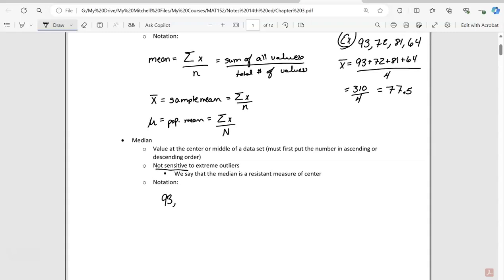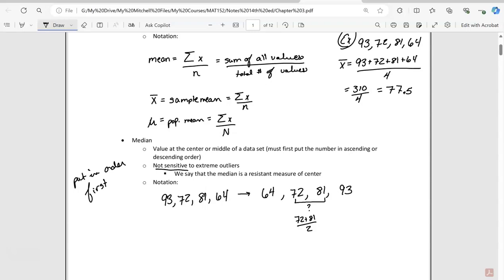We had the numbers 93, 72, 81, and 64. And let's say we want to find the median. Well, the first thing you have to do is put them in order first. So if I put them in order, it's going to look like that. Now notice in this case, we have an even number of numbers. So we actually have two numbers that are in the middle. The question is, what's the number that's in the middle of those? In this case, that would be the median. So we're just going to find the average of those two.